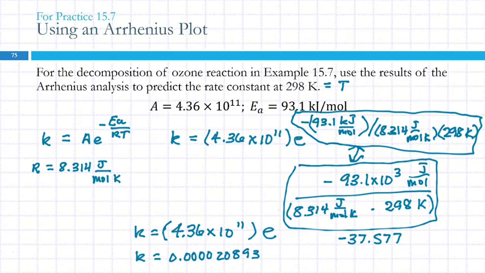Did you get that number? Yeah. You can also do the whole thing at once, but with the exponent and all the fractions, that can be a little confusing. So it's okay to write down this value.